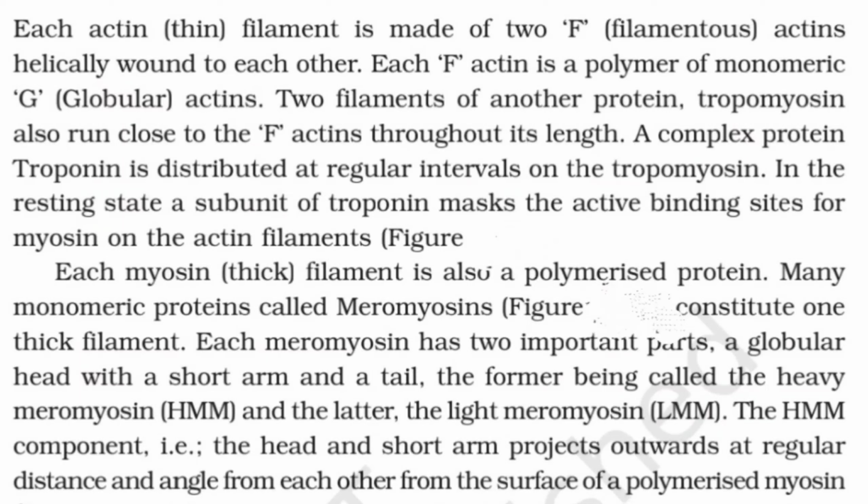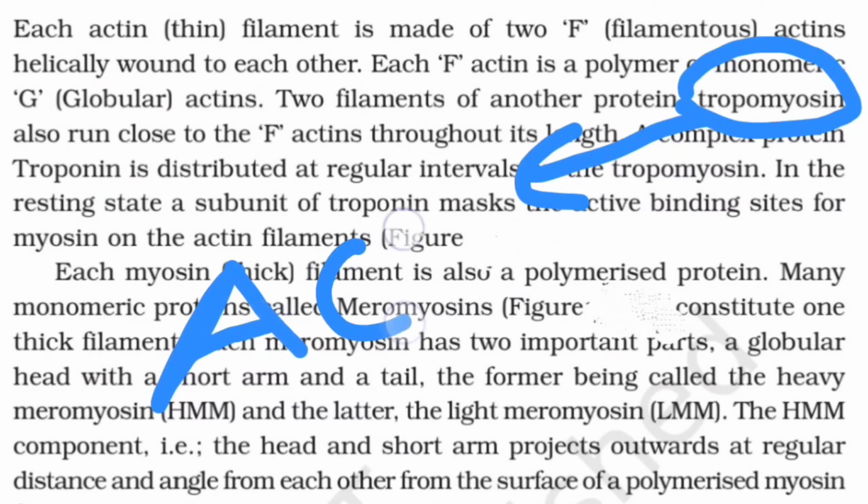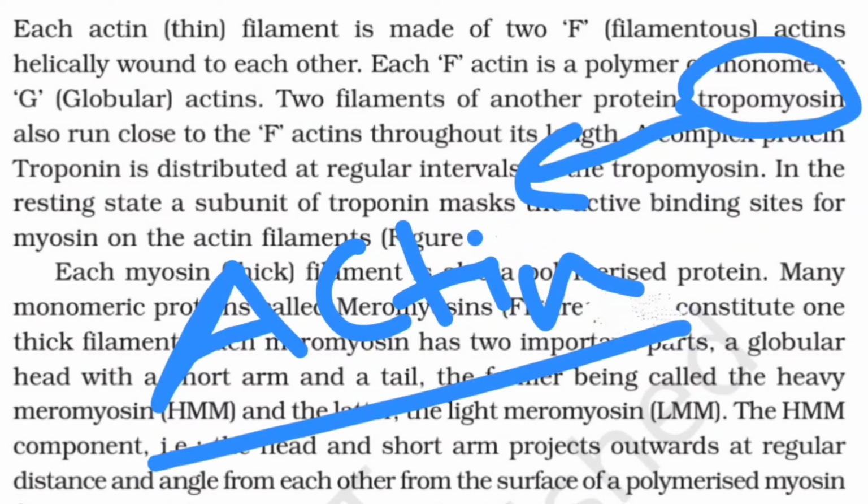Now, two filaments of another protein are also present. It is also helically wound onto the F actins. It is called tropomyosin. Please do remember that the tropomyosin is present on the actin. As the name suggests, we may be confused that the tropomyosin is present on the myosin, but that's not the case. Rather, the tropomyosin is present on the actin.